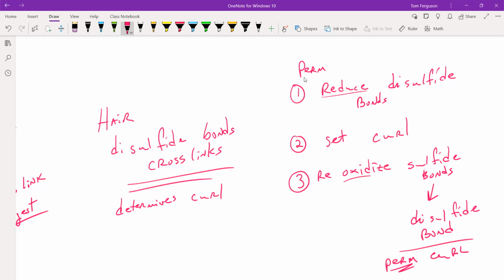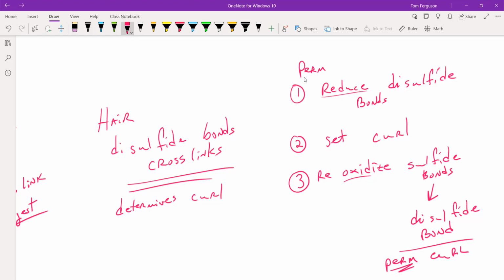And the reason why it's a perm is because we have disulfide cross-links, which are covalent, are very, very strong. The only way you can get rid of a perm without going through this reduction process is letting it grow out. And so you have the new hair, which has the genetically based disulfide bonds in it and a genetically based curl.